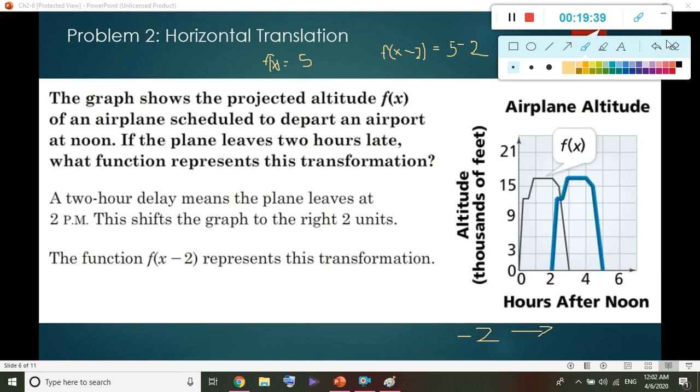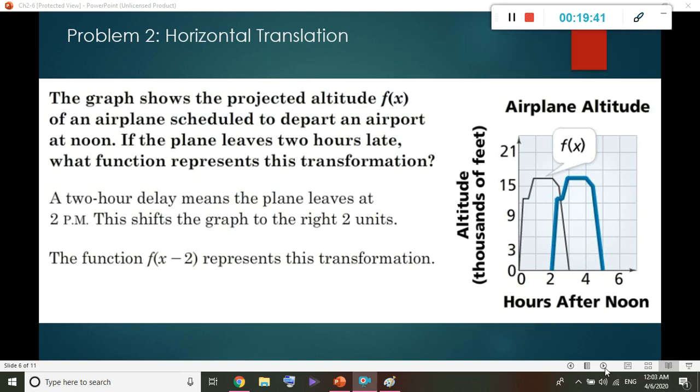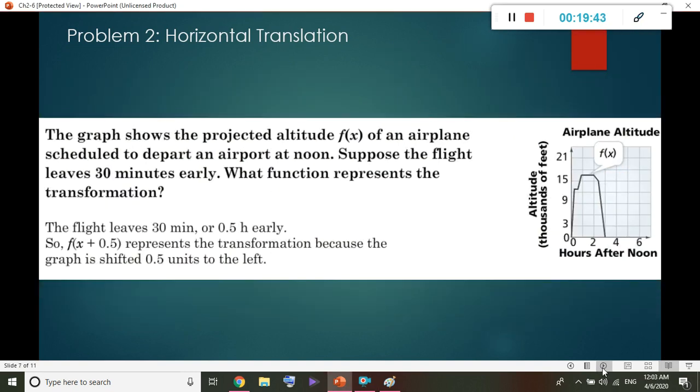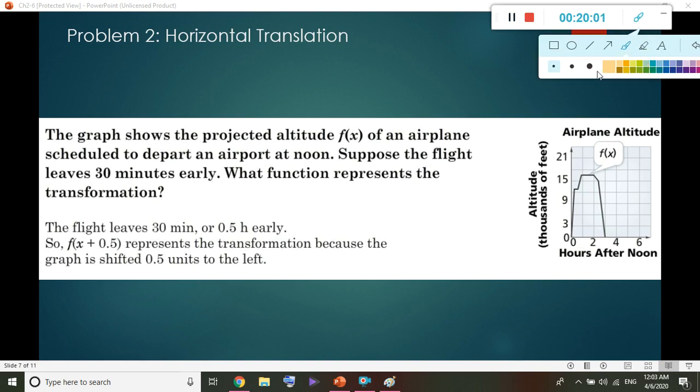Now let's see the second example for our horizontal translation here. The graph shows the projected altitude again of an airplane scheduled to depart an airport at noon. Suppose the flight leaves 30 minutes early. What function represents the transformation? So again here, it's going to move 30 minutes earlier. It means 0.5 hours early.